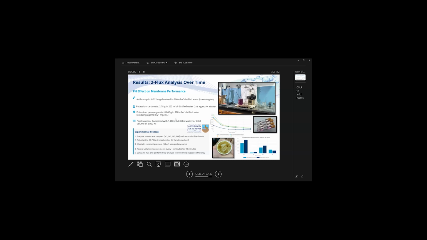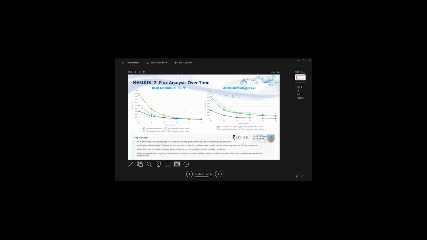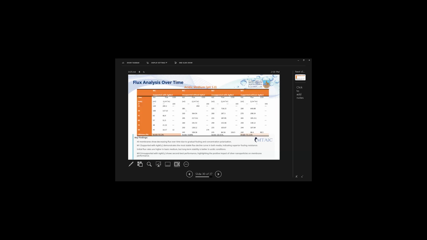So, in relation to what I mentioned earlier, we have the flux analysis over time. As you can see here, M1 shows the least flux at the start. However, for the rest of the experiment it was stable, not like the other three. The other three started with a very high flux, and then as the experiment progressed, it reduced tremendously, and fouling happens faster than in the best one, M1. It shows similar patterns for the acidic and the basic medium.